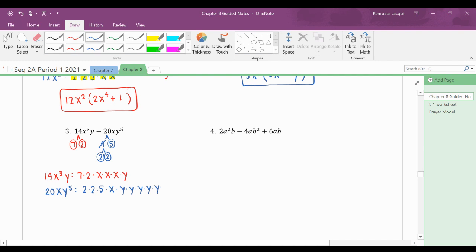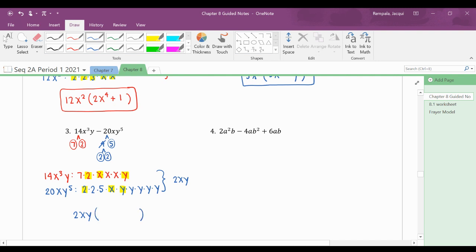Once I have all of that, now I'm looking at each row and seeing what do both of them have in common. Well, there's a 2 on both the top and the bottom row. There's an x in both the top and the bottom row, and there is one y that they have in common. So multiply what we have all together highlighted from one of the rows. 2 times x times y is 2xy. That is my GCF. So remember, that is going to start my final answer.